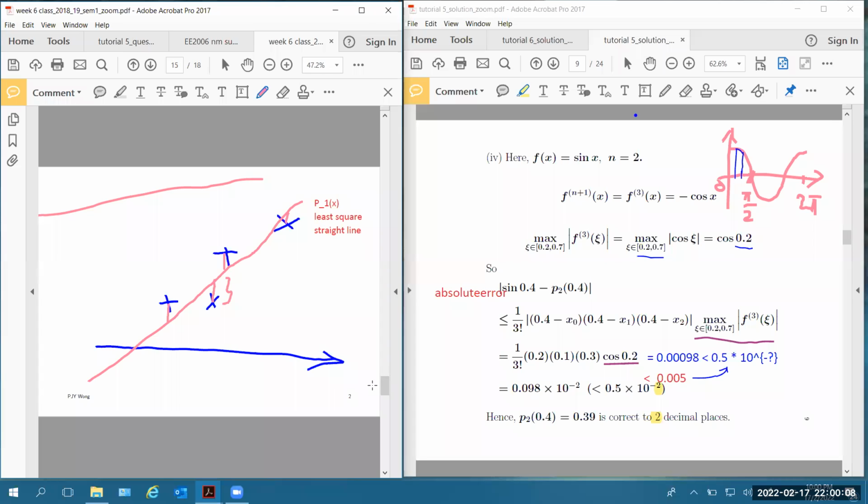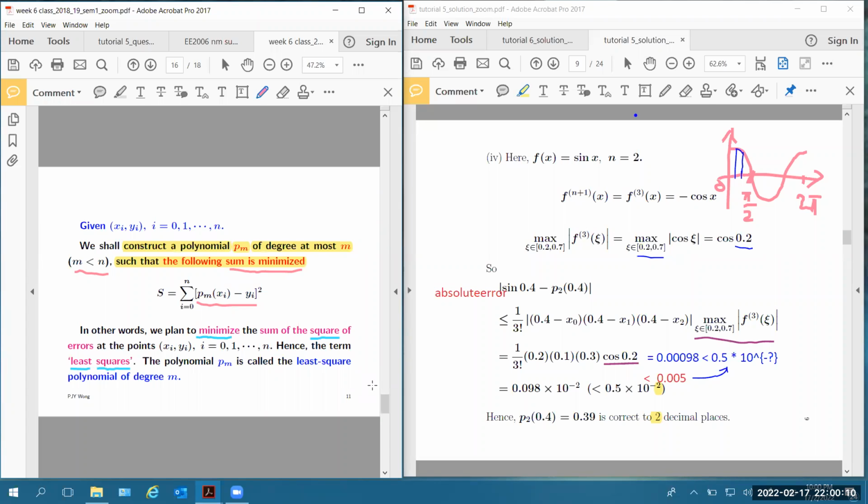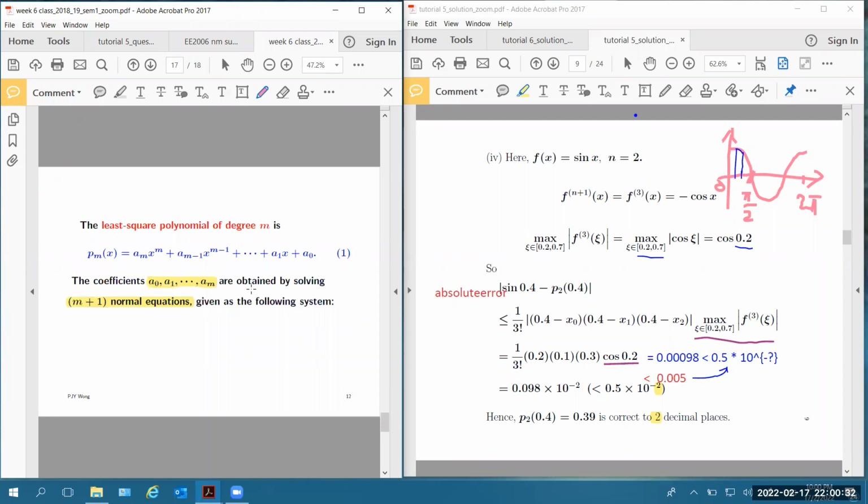Okay. Then of course, what is the problem? What is our problem? So our problem actually is to go and find this Pmx. Now, of course, the question will tell us the degree. Okay, so the question will actually say, oh, you go and find a least square straight line, you go and find a least square degree 2 polynomial, and so on. Okay, yeah. So this is the least square polynomial of degree m.